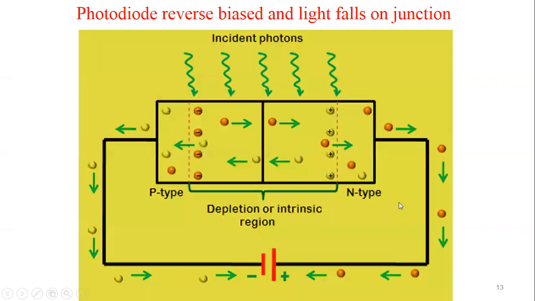Let's see the working. Suppose this is the photodiode. This is the P region and this is the N region, and at this junction a PN junction is formed. This dash represents the depletion region. This diode has to be operated in reverse bias condition, which means this P region is connected to the negative potential and this N type region is connected to the positive supply. This is the reverse bias condition for any diode.